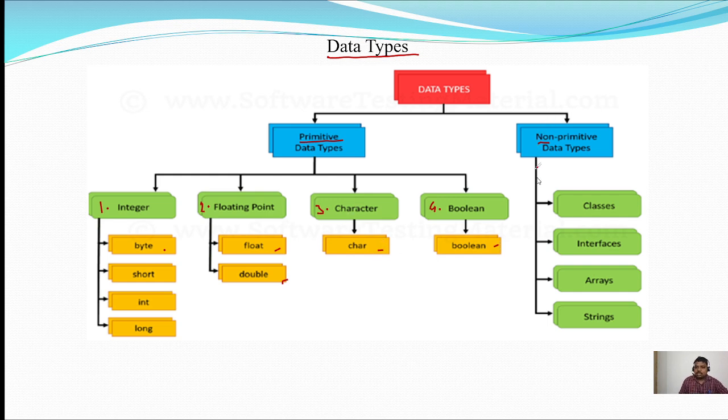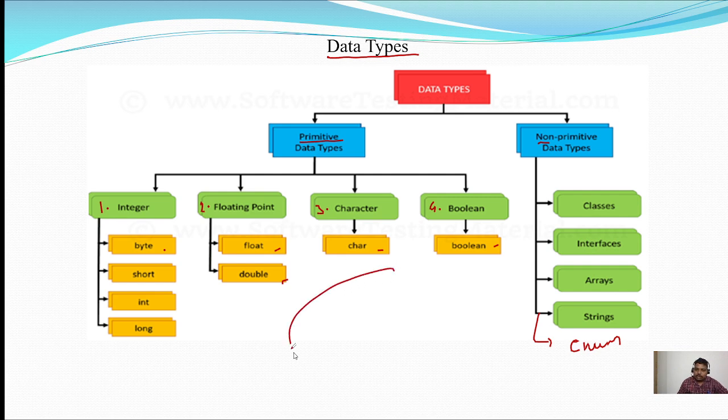These are the non-primitive types: class, interface, arrays and string, and enum also. Enum, enumerated type. So enum also is a non-primitive type. Basically, the value of a non-primitive type is stored in the heap area.